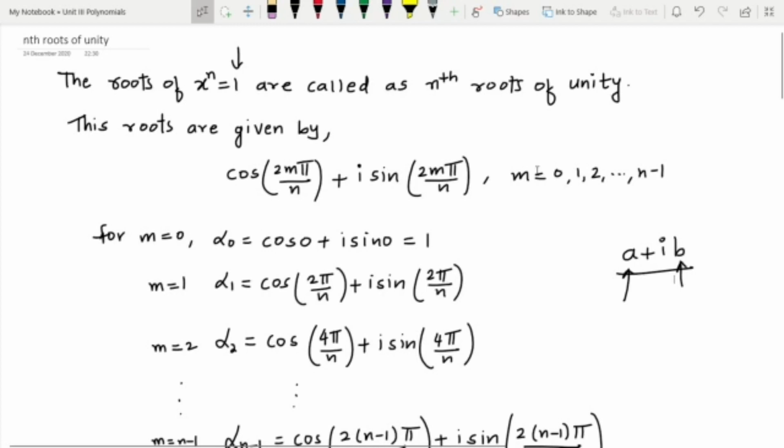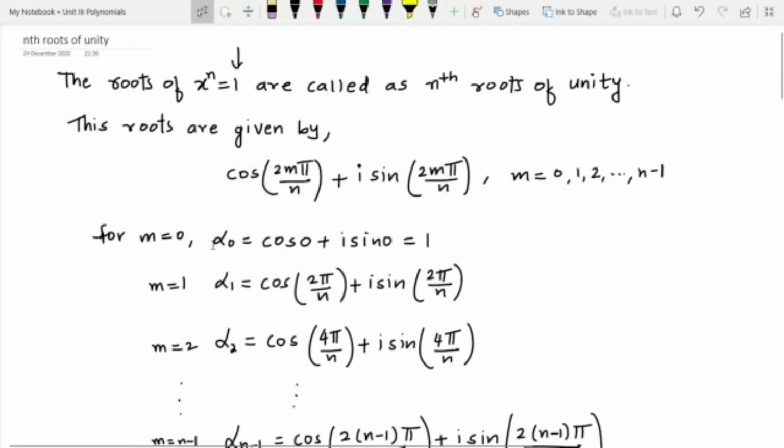If you put one value of m, you are going to get one root. Remember, the value of m starts from 0 and goes up to n minus 1. How many values are these? These are n values, because we are starting from 0. So for each value of m we are going to get one root. Therefore I have written the n roots by putting the values of m one by one.